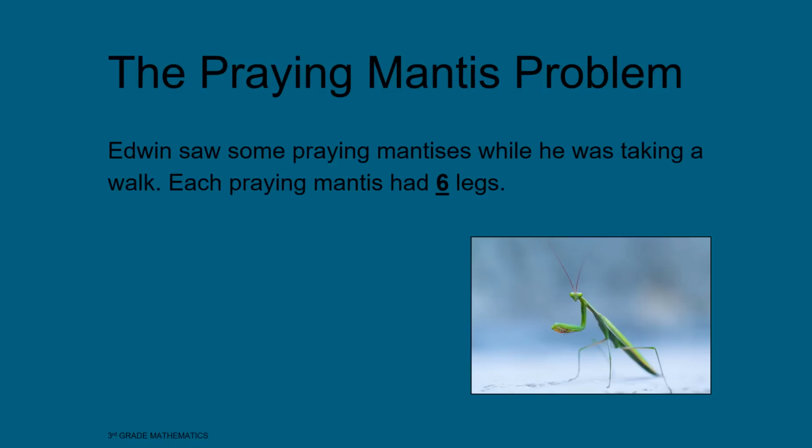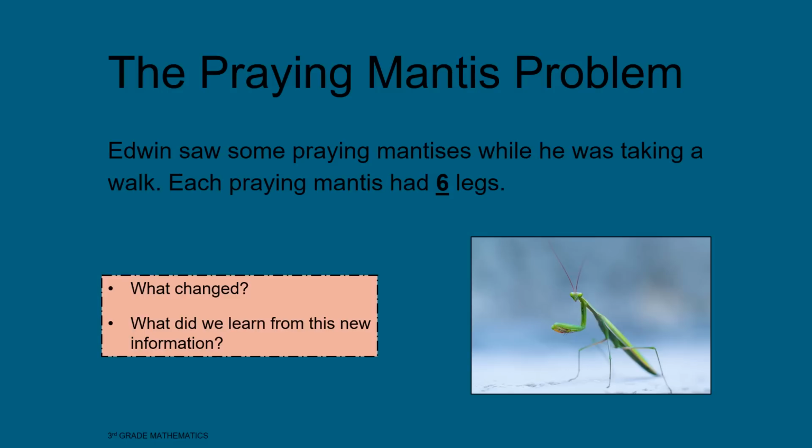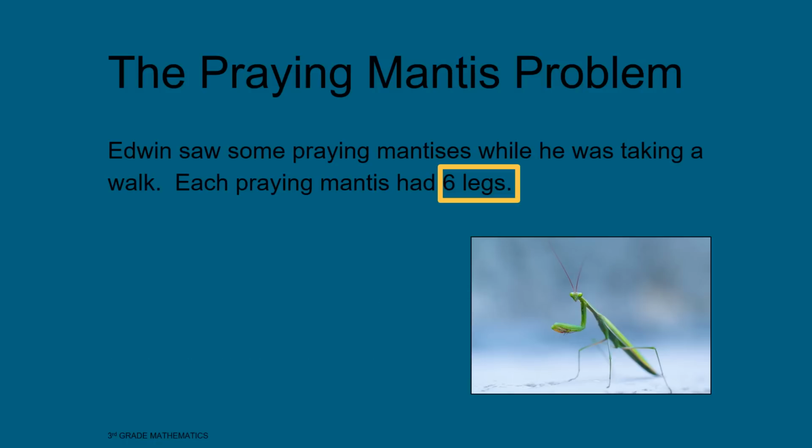Edwin saw some praying mantises while he was taking a walk. Each praying mantis has 6 legs. What changed? What did we learn from this new information? We now know that each praying mantis has 6 legs. What does that mean, that each praying mantis has 6 legs? Yes, it means that one praying mantis has 6 legs.